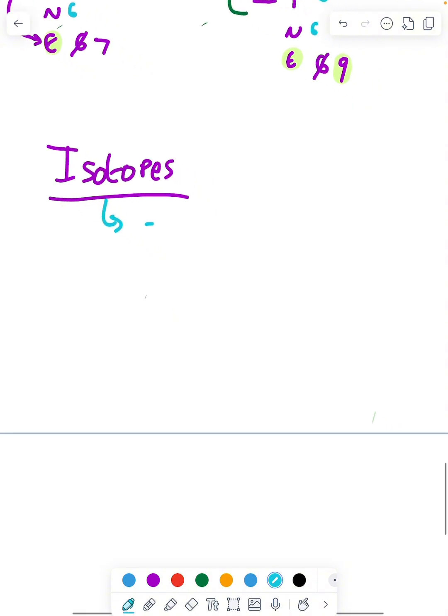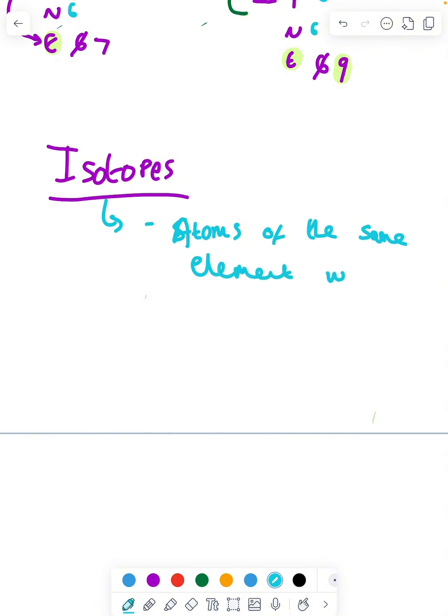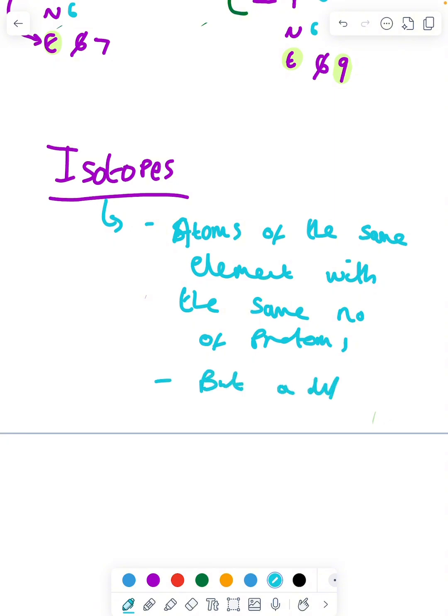So isotopes, what these are. What you'd have to say as a definition: atoms of the same element with the same number of protons but a different number of neutrons.